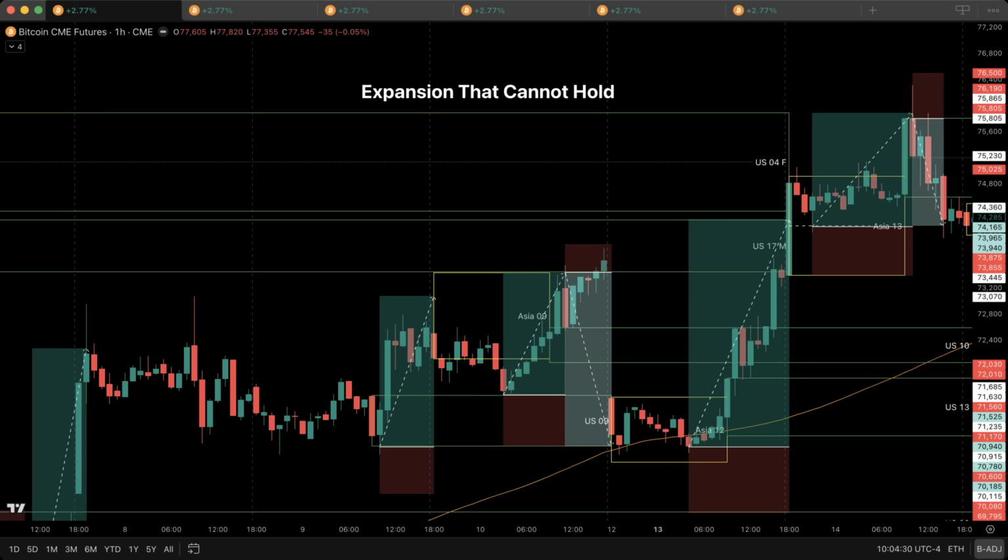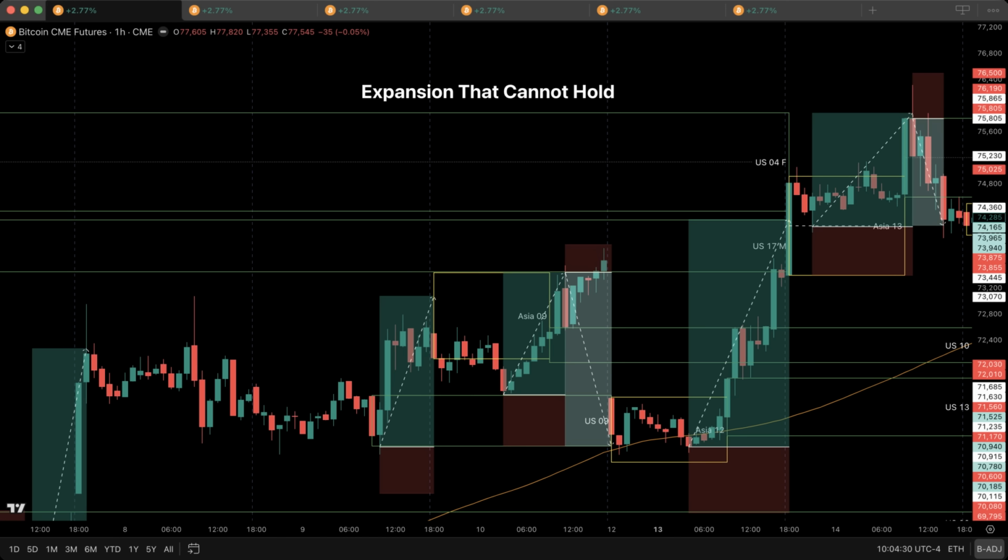Now apply this again. Price pushes up. You wait, not for the breakout, but for the hold. If it stays above the level, distance continues. If it fails to stay, you do not hold. Now the difference becomes clear. The move is not defined by how far it goes, but by how long it stays.